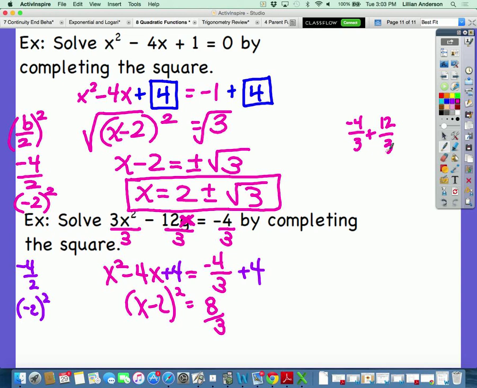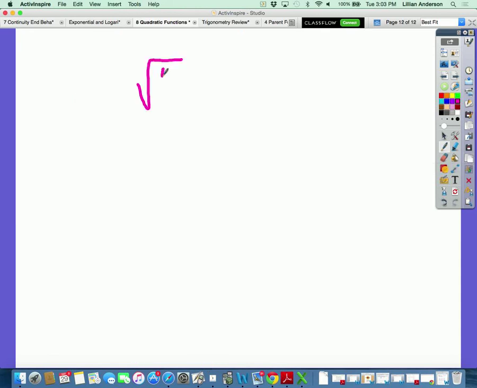So the next thing, why do we take the square root of both sides? I didn't talk about this before, but why do we take the square root of both sides? Because you have to isolate the x and the way to do that is to get rid of the square. So when you take the square root of both sides, you will get what here? Plus or minus the square root of 8 over 3. Now, I saw a lot of you guys leave it like that. The square root of 8 over 3 is the same thing as saying the square root of 8 over the square root of 3. Did you guys know that?